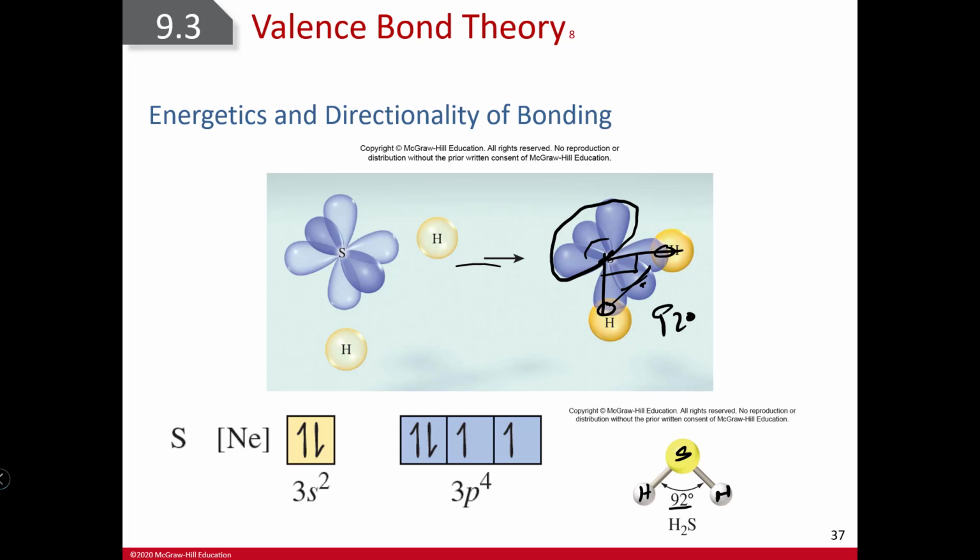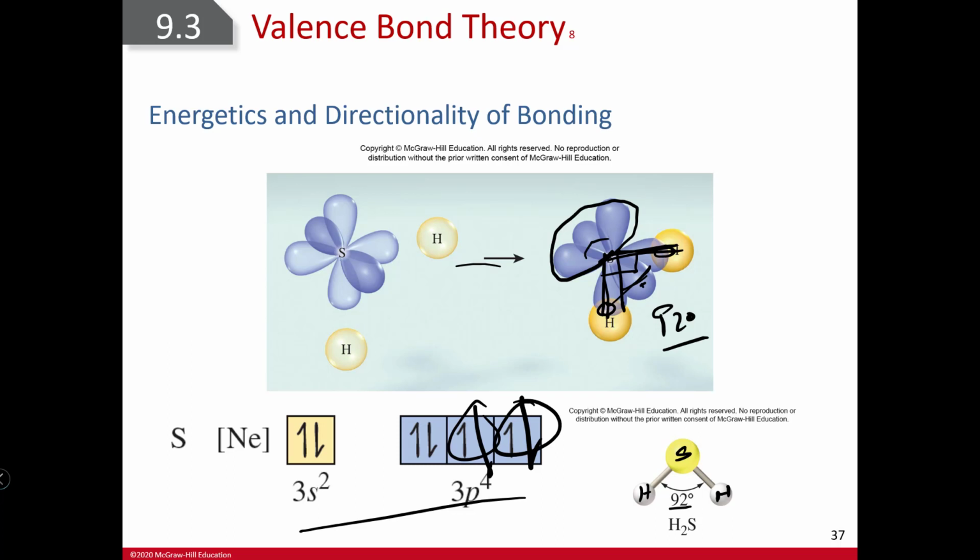And you go, well, that's pretty good. It predicts that pretty well. 90 degrees, we get 92, not so bad. And again, what happens is one hydrogen's electron goes here, one electron goes here, sulfur is satisfied with 8 in its outer shell, and each hydrogen is satisfied with 2 in its outer shell. So it works really well.